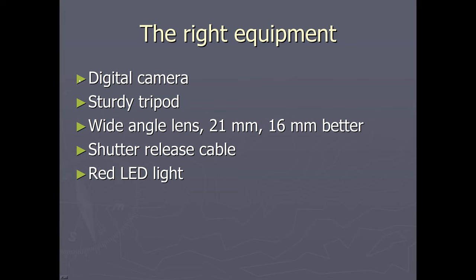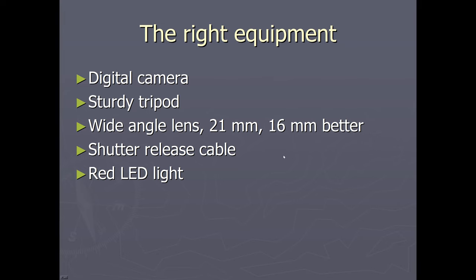The right equipment, you must have a digital camera, because if you are using film, it is a totally different ball game. The old film, the highest ISO that you would get is about ISO 1600, which is not high enough. With today's digital camera, we are usually using ISO 6400 or higher, okay? You must have a good, sturdy tripod to support your camera. You should use wide-angle lens, 21 millimeter, 16 millimeter.